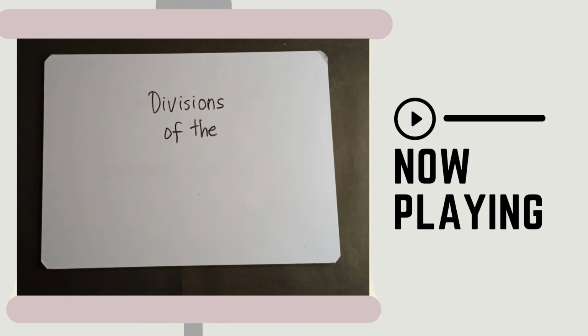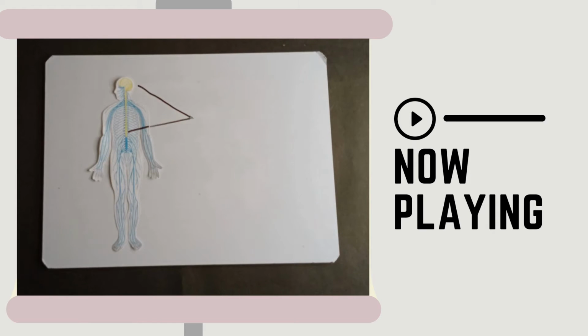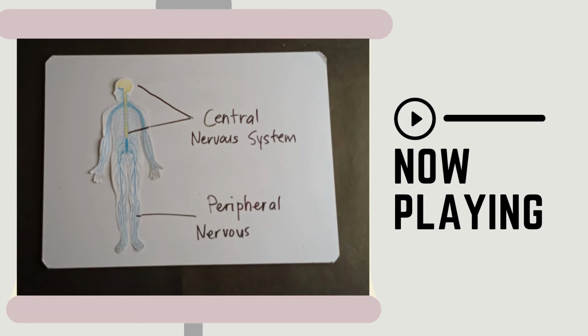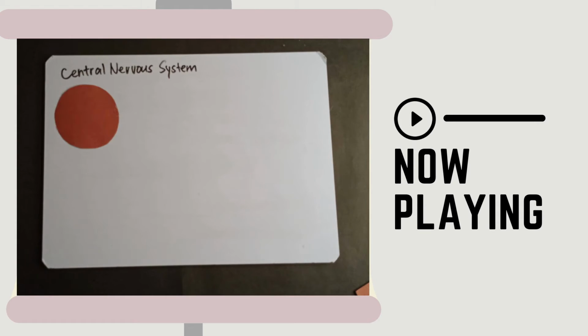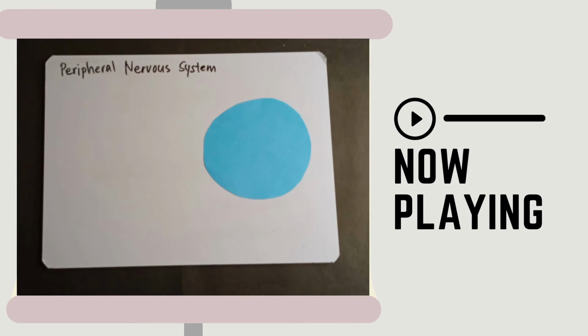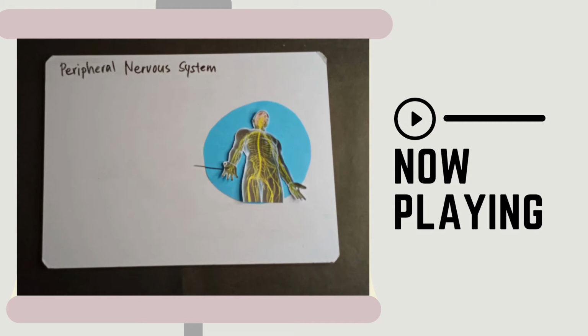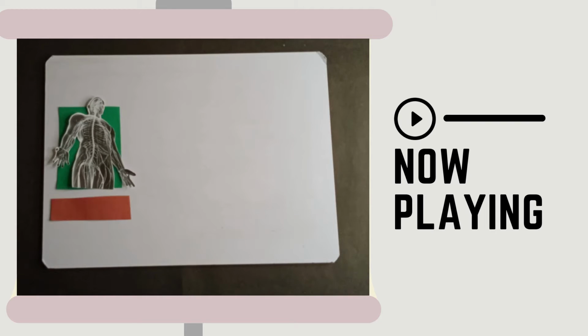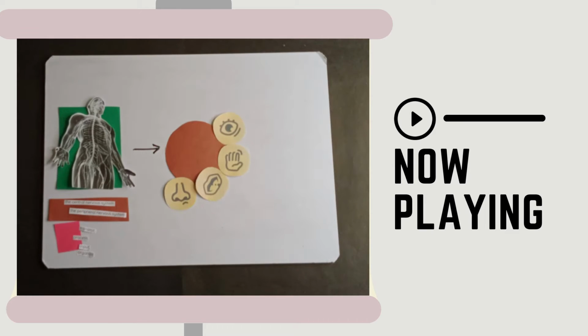Divisions of the nervous system. The nervous system has two major divisions: the central nervous system and the peripheral nervous system. The former consists of the brain and the spinal cord, and the latter consists of all the nervous tissues outside the CNS. The central and peripheral nervous systems work together to transmit and process sensory input and organize bodily functions.